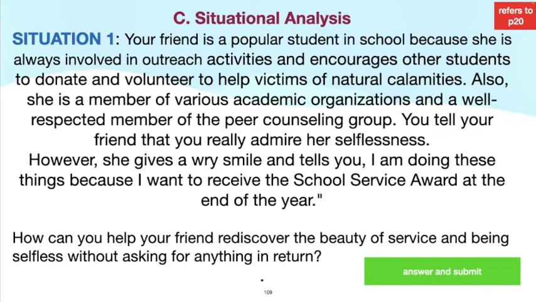So then, we're on to page 20. Situation 1. Your friend is a popular student in school because she is always involved in outreach activities and encourages other students to donate and volunteer to help victims of natural calamities. Also, she is a member of various academic organizations and a well-respected member of the peer counseling group. You tell your friend that you really admire her selflessness. However, she gives a wry smile and tells you, "I'm doing these things because I want to receive the school service award at the end of the year."